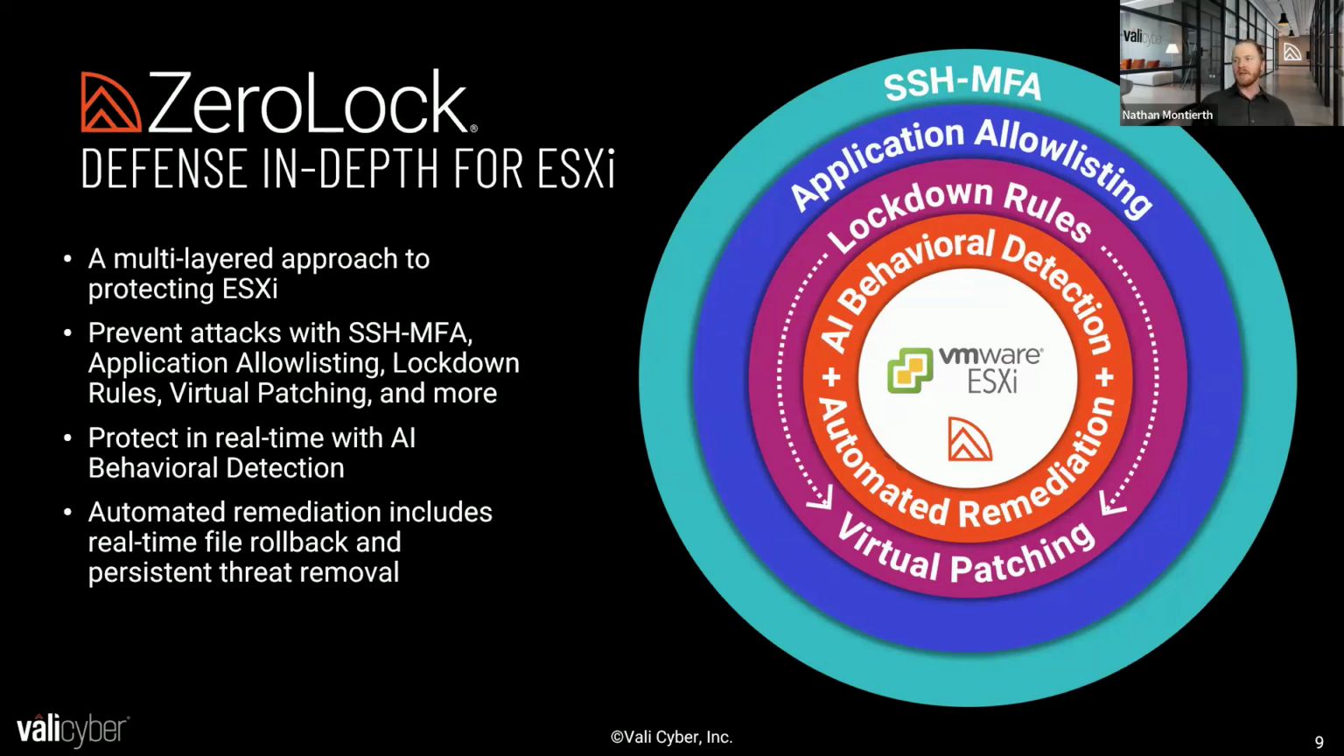Application allow listing is just essentially us being able to say, hey, if there's an application that was not on this system at the time the agent was installed, then we're just not going to allow it to run.